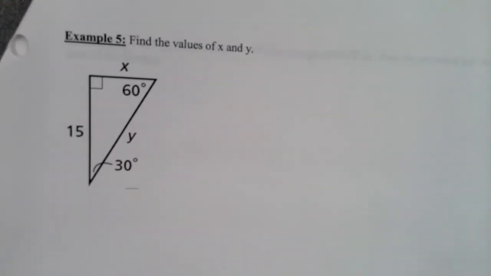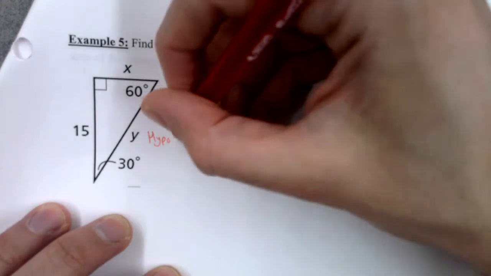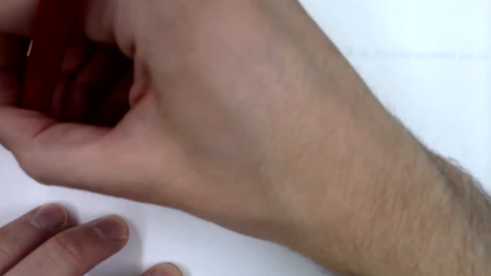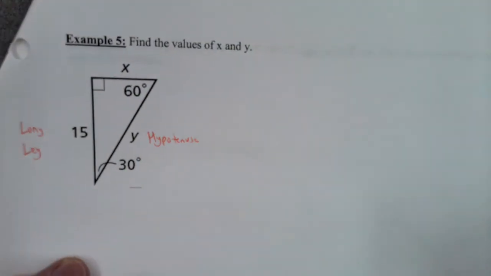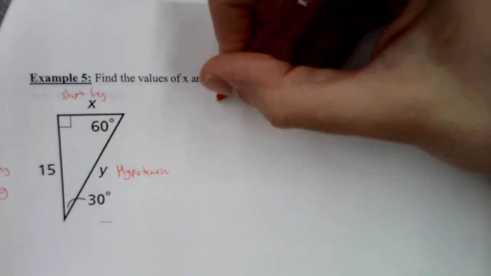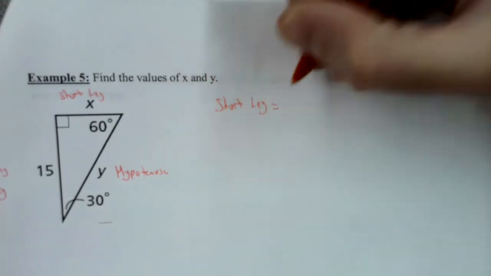Okay, let's do the next page. Again, I like to label the diagrams first, so I'll label Y as my hypotenuse. I'll label 60 as my long leg because it's across from the 60-degree angle. And I'm going to label X as my short leg because it's across from the 30-degree angle. Okay, so let's see, what should we do first? We have the long leg this time. We don't have any formulas comparing long leg and hypotenuse, so I have to solve for the short leg first. So I'm going to use the formula from the page before this.